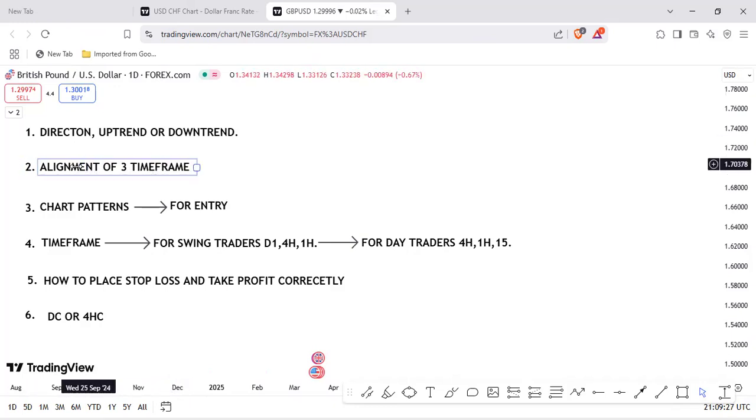That is what I mean by allowing three time frames to align in the direction of the market you want to take. So that is number two. And the third one I have on my list is what I call the pattern. So the pattern is what I say is the pattern for entry.